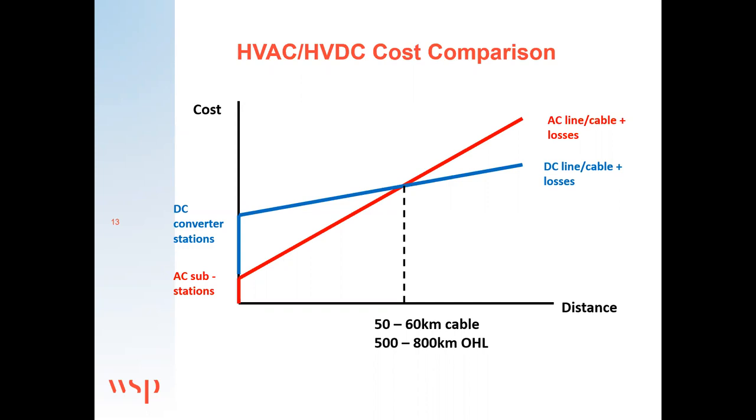And for cables, the break-even distance can be as low as 50 to 60 kilometers, which again is a very European distance, whether it's an embedded link inside a country, or between two neighboring countries, or it's a submarine link between, as we'll see shortly, the island of Great Britain and its neighbors. So cost is a big driver for HVDC.